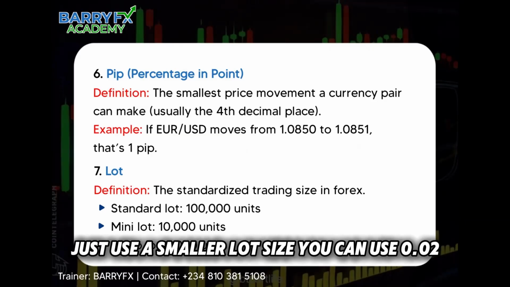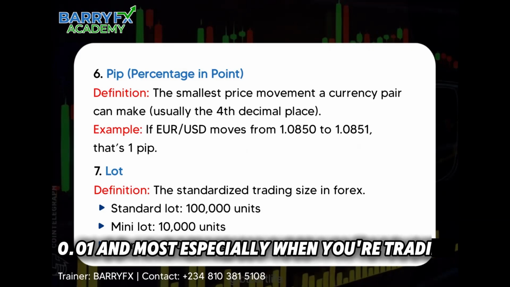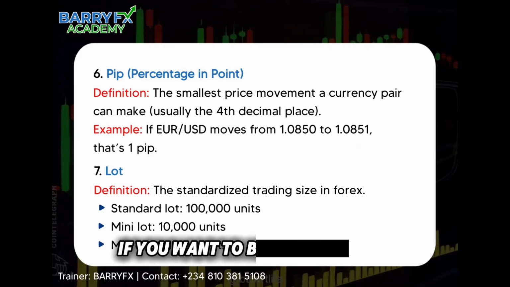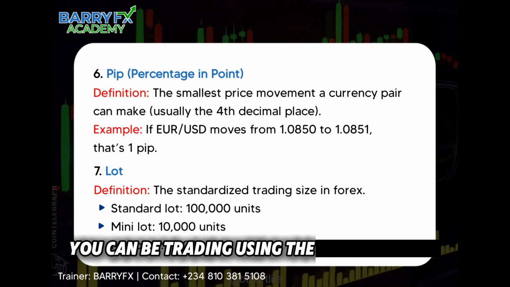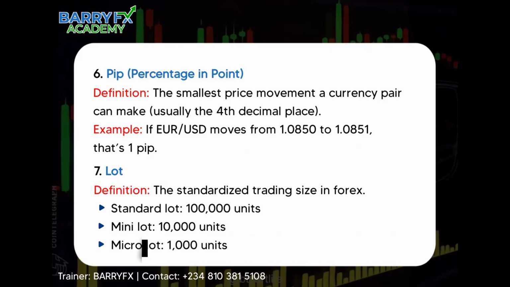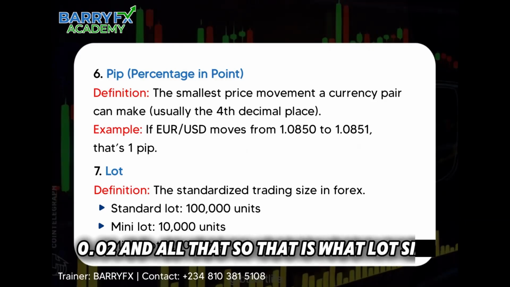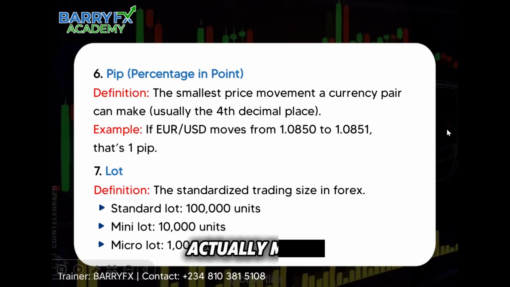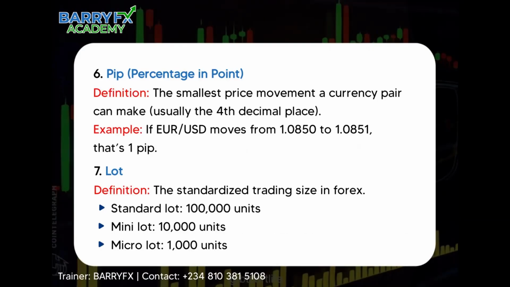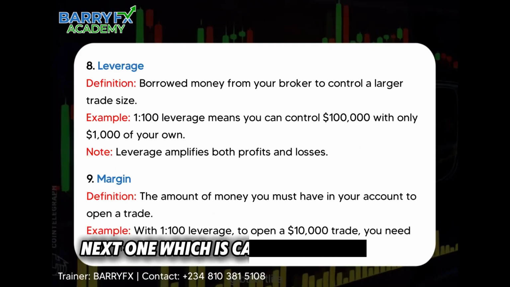You can use 0.02, 0.01, and most especially when you're trading gold. If you want to be trading metal, you can be trading using a lot size of 0.01, 0.02, and all that. So that is what lot size actually means. So let's go to the next one, which is called leverage.